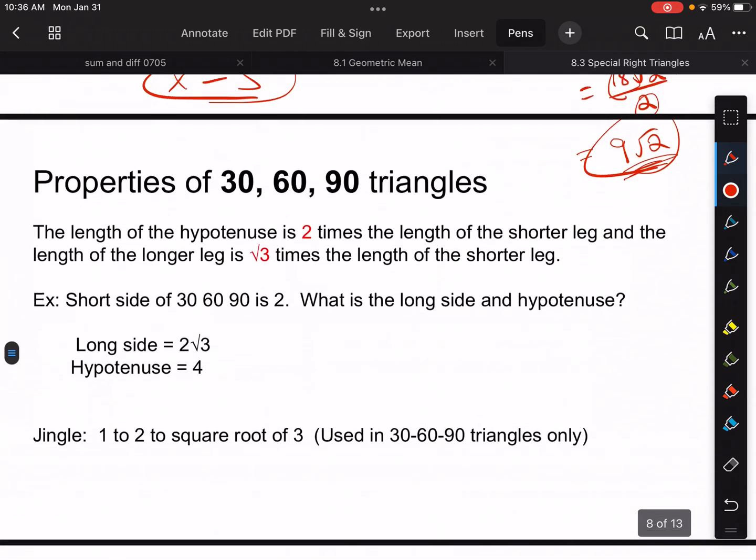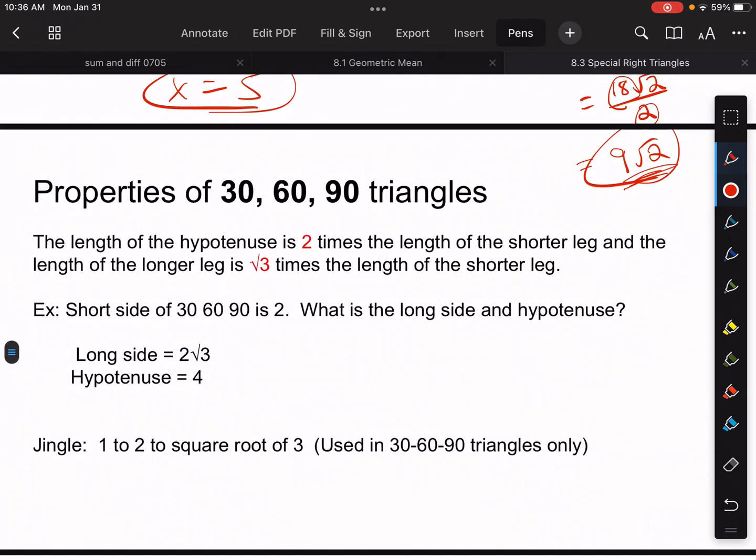The second part here is the 30, 60, 90. Okay, so this pattern's a little bit different. It says the length of the hypotenuse is 2 times the length of the shorter leg, and the length of the longer leg is always the square root of 3 times the length of the shorter leg.